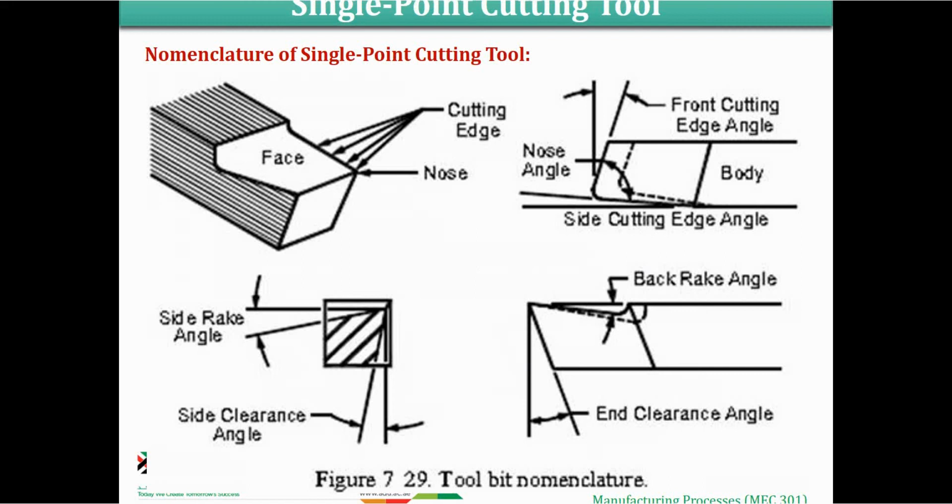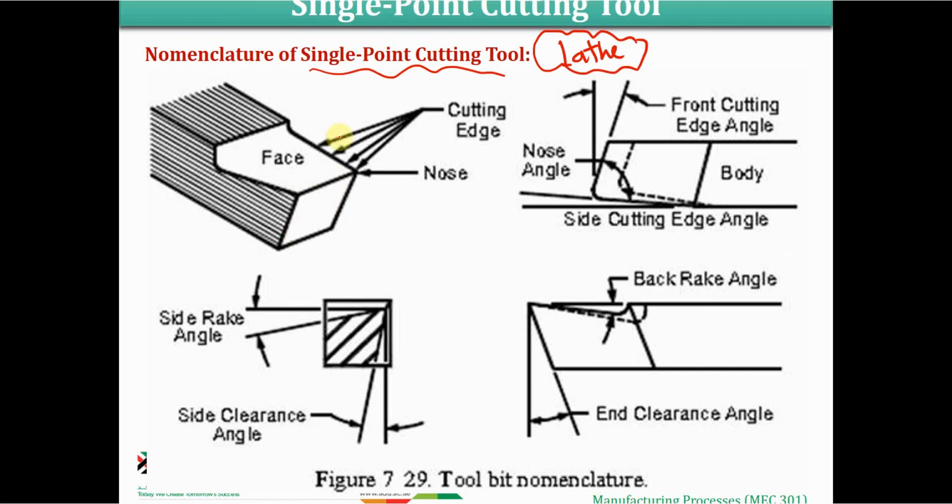Now let us focus on the nomenclature or geometry of the single point cutting tool, especially the one that is used with the lathe machine, right? It is important for this course to understand the geometry of this cutting tool, and know the difference between, and the objective and function of, all of these angles. So the geometry would be somewhat complicated, but let us understand this one by one.